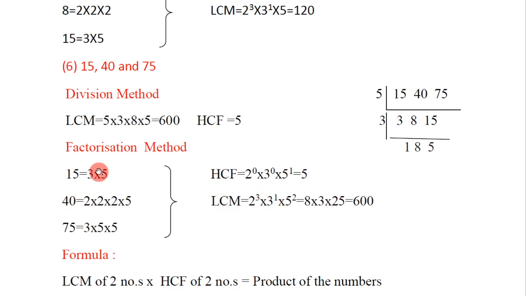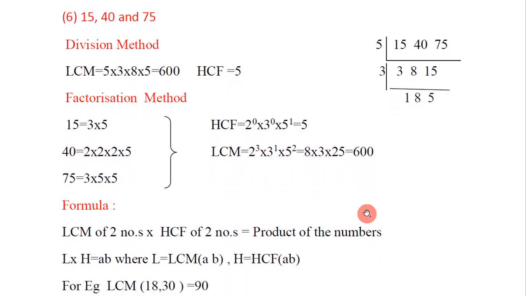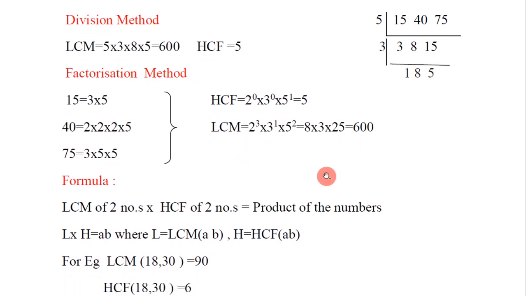So here 2 power 0 is least, 3 power 0 is least, 5 power 1 is least. So that is the HCF. Then for LCM, 5 power 2 is highest. Then 3 power 1 is highest. 2 cube is highest in 40. So it is 2 cube into 3 power 1 into 5 square, which gives us 600 as the LCM. So this is about finding LCM and HCF of numbers.